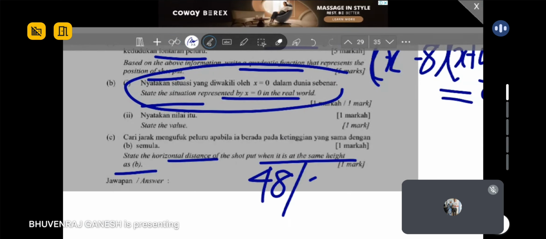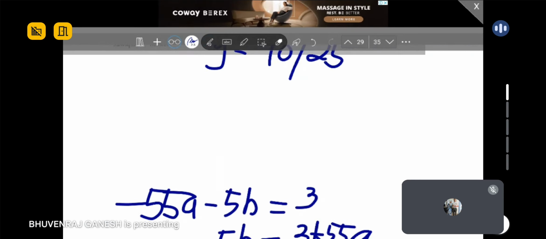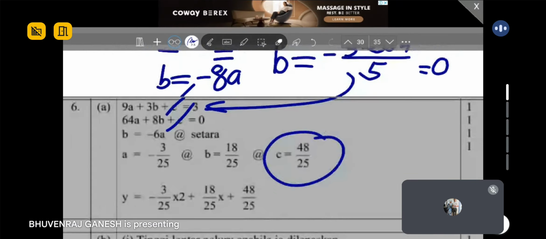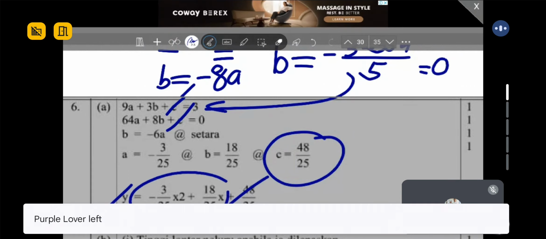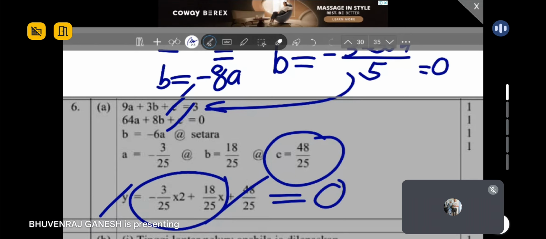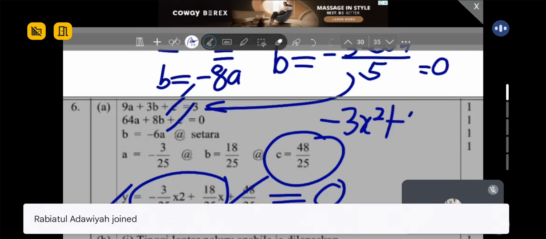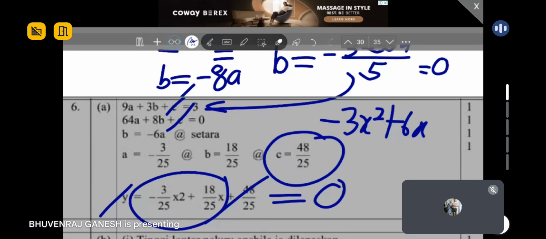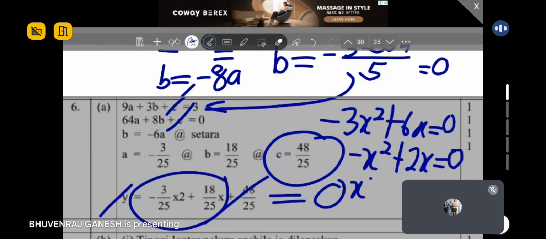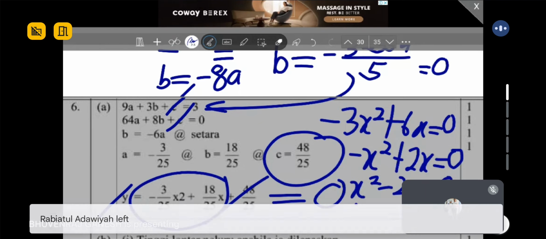Okay, 48 over 25. So kamu kena ganti sajalah. Just substitute in your equation. Y equal to 48 over 25. Okay, so dua ni akan potong sebab sama nilai, same value. So this thing equal to 0, sama dengan kosong. Okay, then you just solve your equation. Selesaikan persamaan yang ni. Okay, so you can factorize. Okay, kamu boleh faktorkan 3. So negative x square plus 2x equal to 0. Okay, and then x square minus 2x equals 0. X minus 2 equals 0.